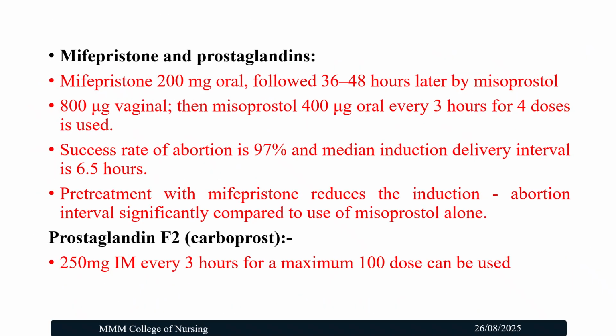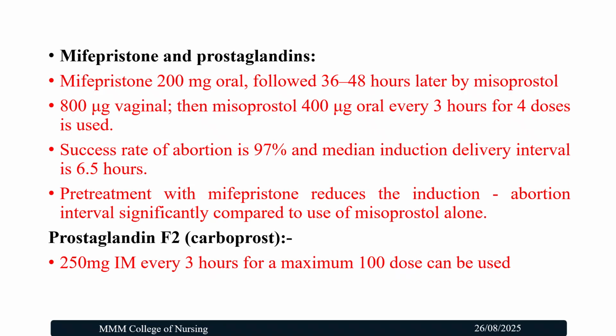The fourth medical method is the mifepristone and prostaglandin method. Here, mifepristone 200 mg oral is followed 36 to 48 hours later by misoprostol 800 microgram vaginal, then misoprostol 400 microgram oral every 3 hours for 4 doses is used. The success rate of abortion is 97% and the median induction delivery interval is 6.5 hours.